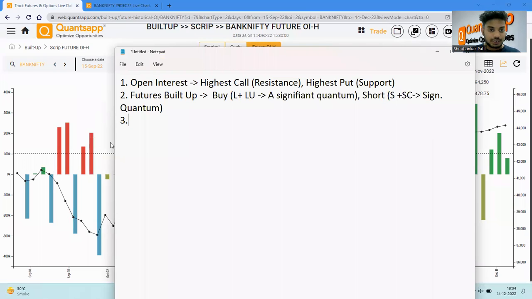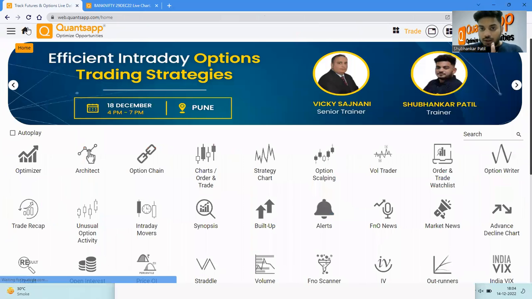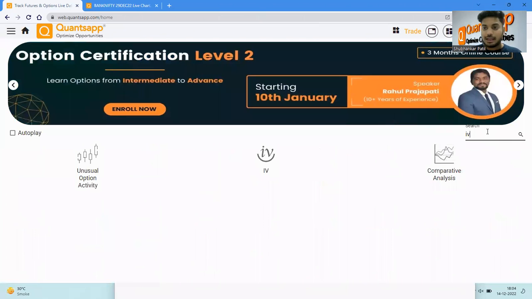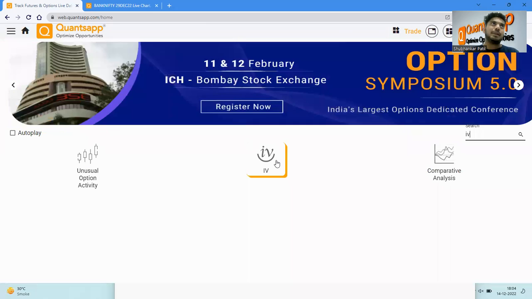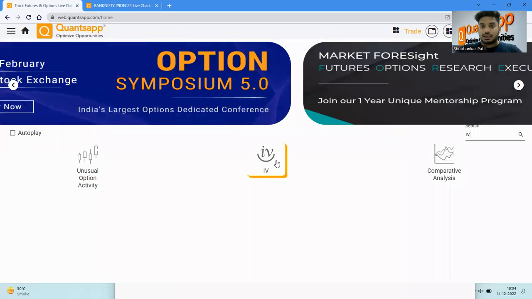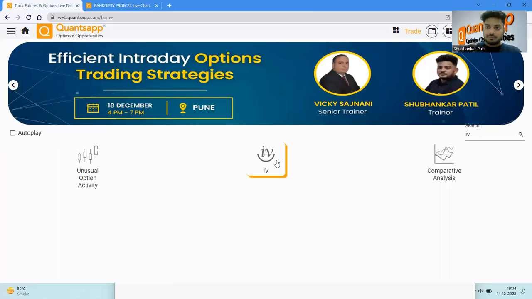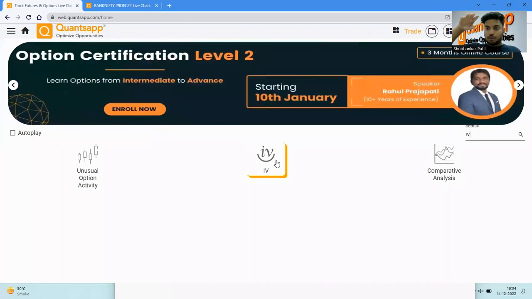Coming to our third indicator, which is implied volatility. Implied volatility has been a key factor which decides the type of trade we might take. Implied volatility has mean reverting characteristics. That means IVs can't sustain at the bottom, neither can they sustain at the top. If it is at the bottom, likely the chance is it might spike up. If they are at the top, likely the chance is they might collapse.